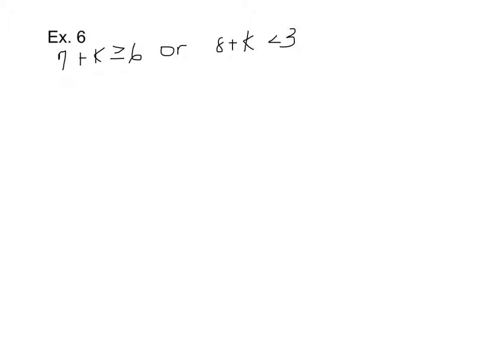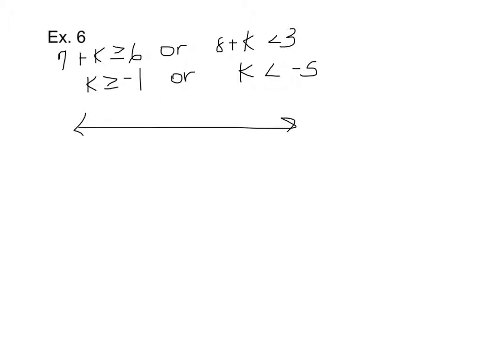Then our last example, which will be, okay, now we're going to try an OR inequality. So on the left side, you're going to solve for k. You would subtract 7 from both sides and get k is greater than or equal to -1. And over here, I'm going to subtract 8 from both sides and get k is less than -5. So here's -5, here's -1. Everything larger than -1, including, would go to the right. Or everything smaller, not including, -5, would go to the left.